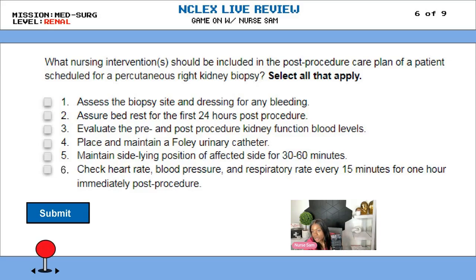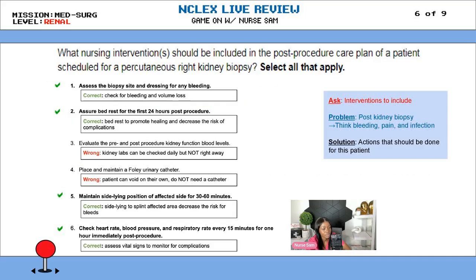136 from Jaslyn. Let me see what you guys are saying over here. What are your answers? All right, let's look into what the question's asking us, what the situation is. Again, we're looking for nursing interventions that should be included in the post-procedure care plan of a patient that's scheduled for a percutaneous right kidney biopsy. 1345, 136, 356. Ooh, all right, let's see what our answer is. In 3, 2, 1. It is 1256.